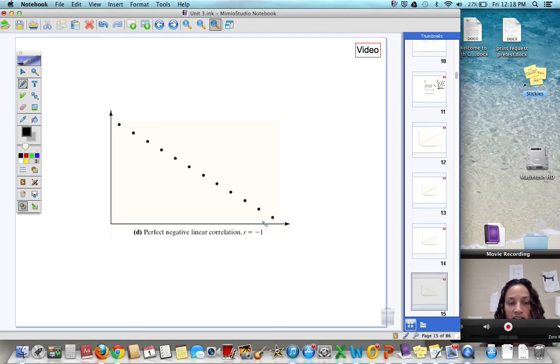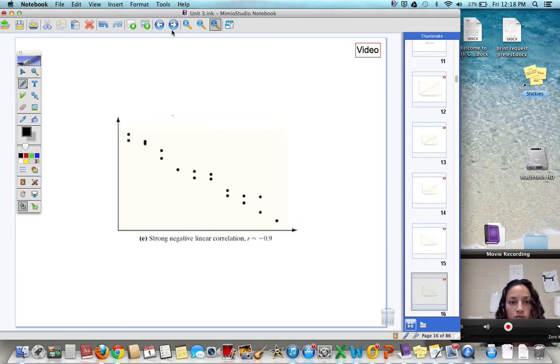The same can be said for a negative. So now we're comparing it to negative 1. So this is a perfect negative correlation, negative 1. This would be a strong negative correlation. It's going negatively. It's very strong. It's really close to negative 1. It's a negative 0.9.